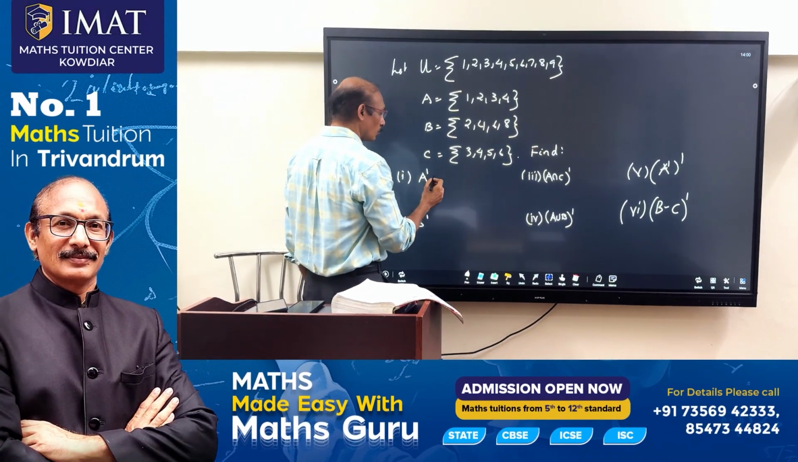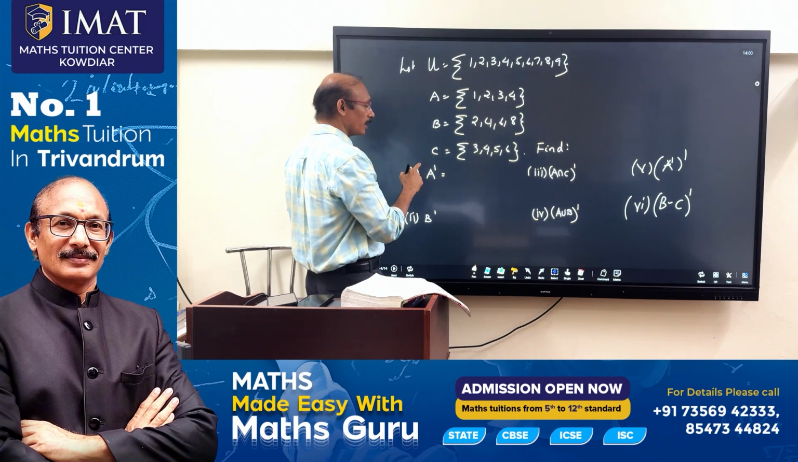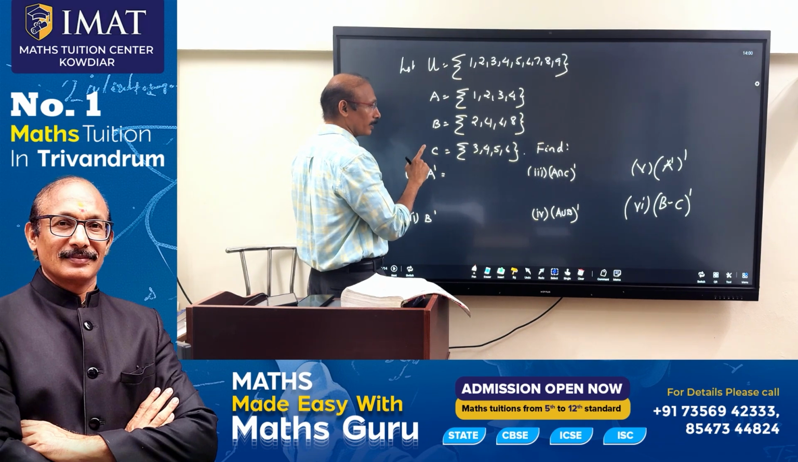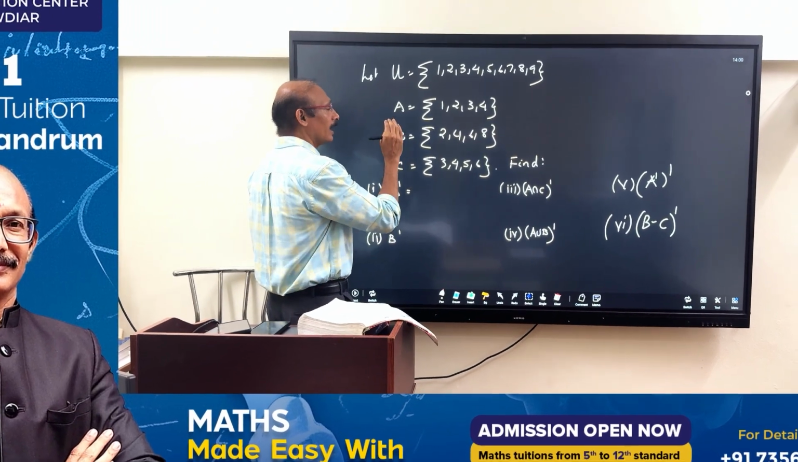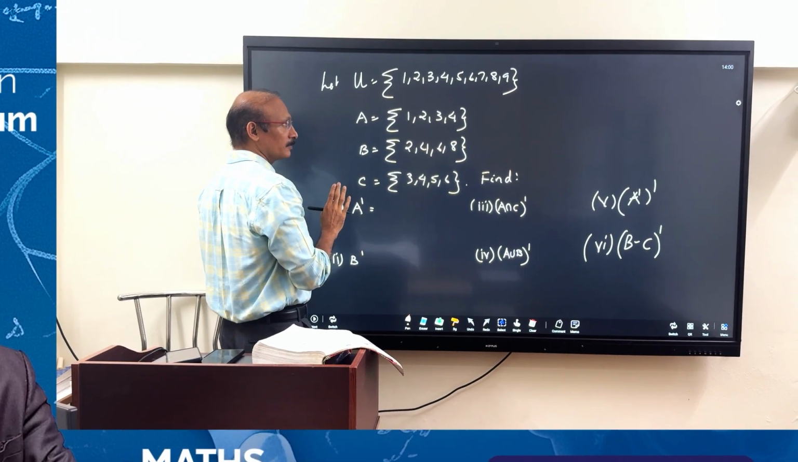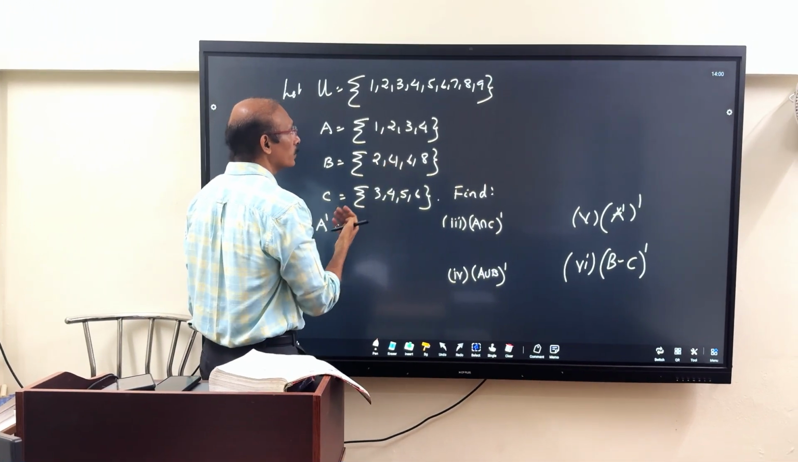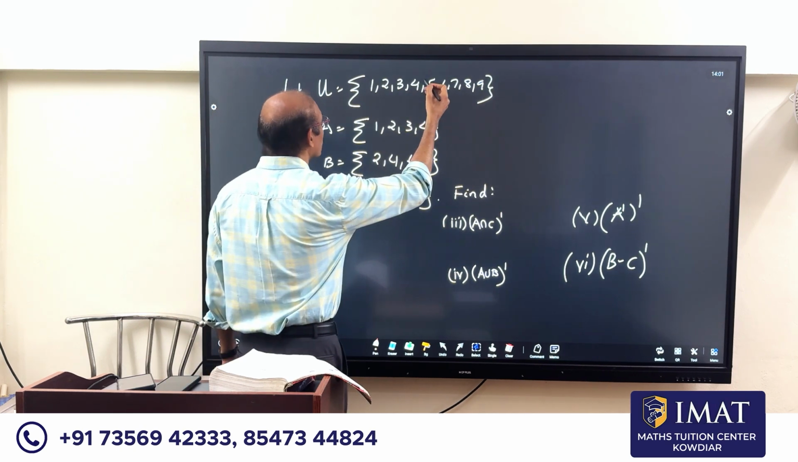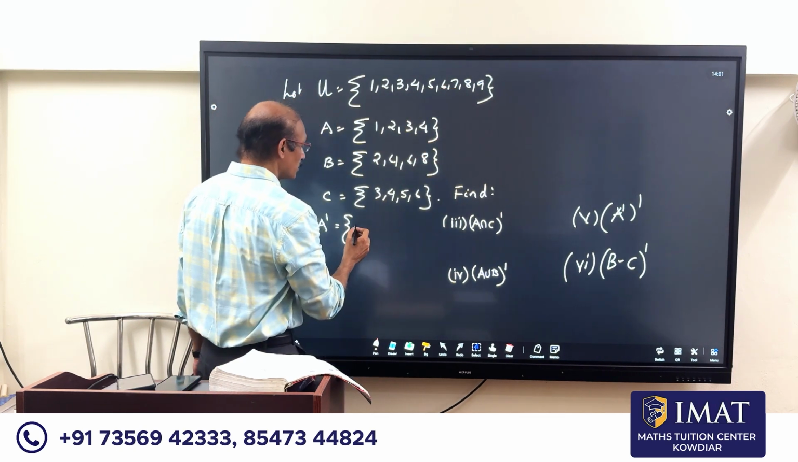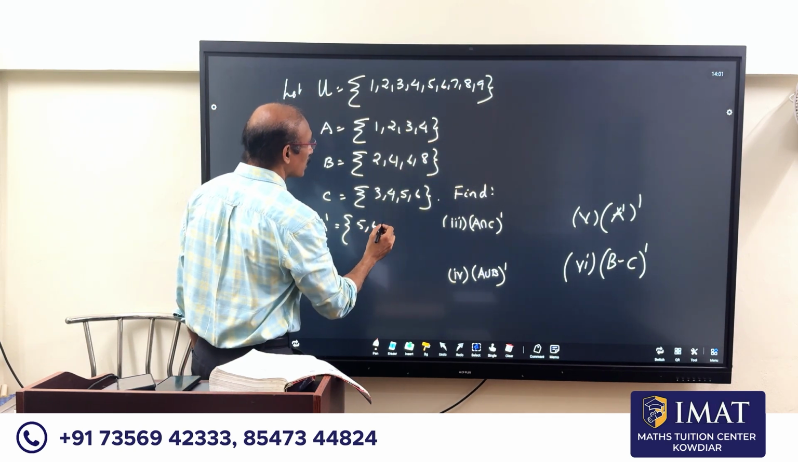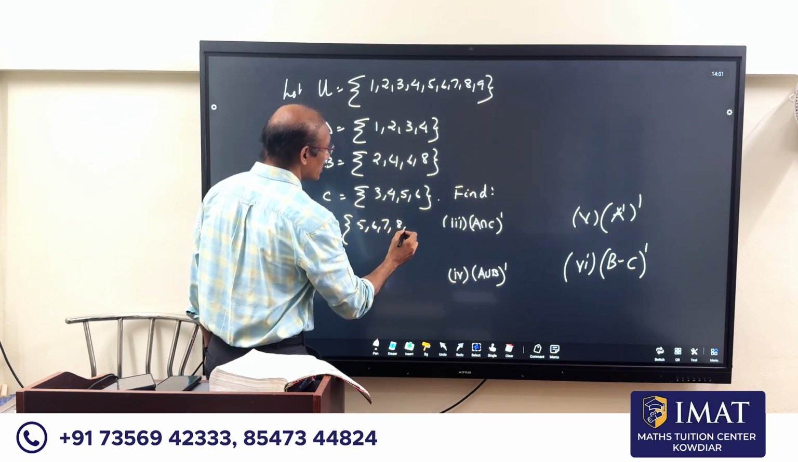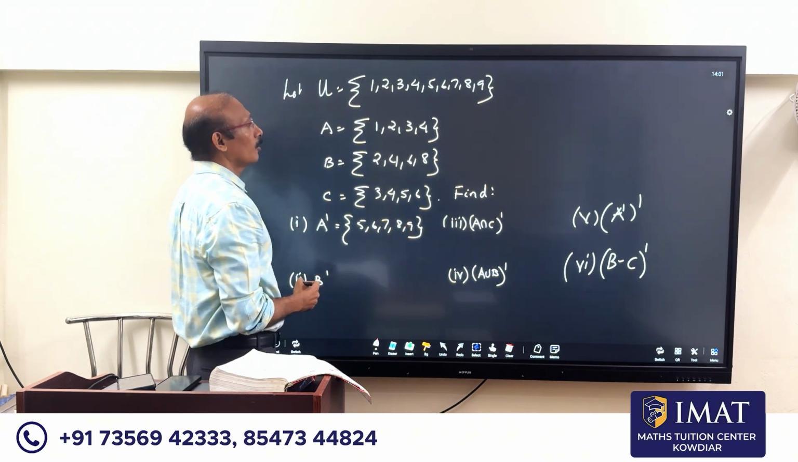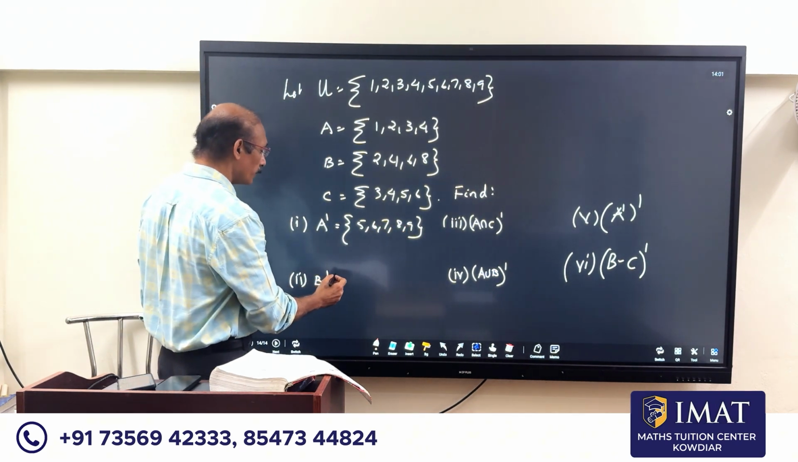Now, let us find out this. What do you mean by saying A slash? It means A complement. What do you mean by saying A complement? Elements which are not in A. Then where will they be? Those elements should be in the universal set. So, elements that are not in A but in the universal set. So, isn't it 5, 6, 7, 8 and 9? This is A complement. What about B complement?